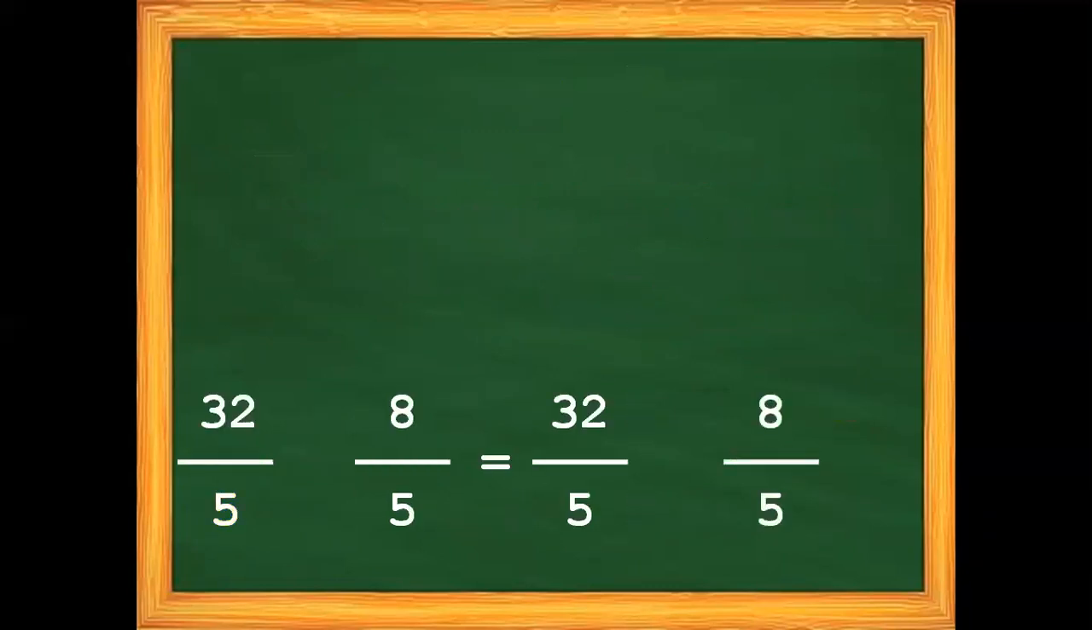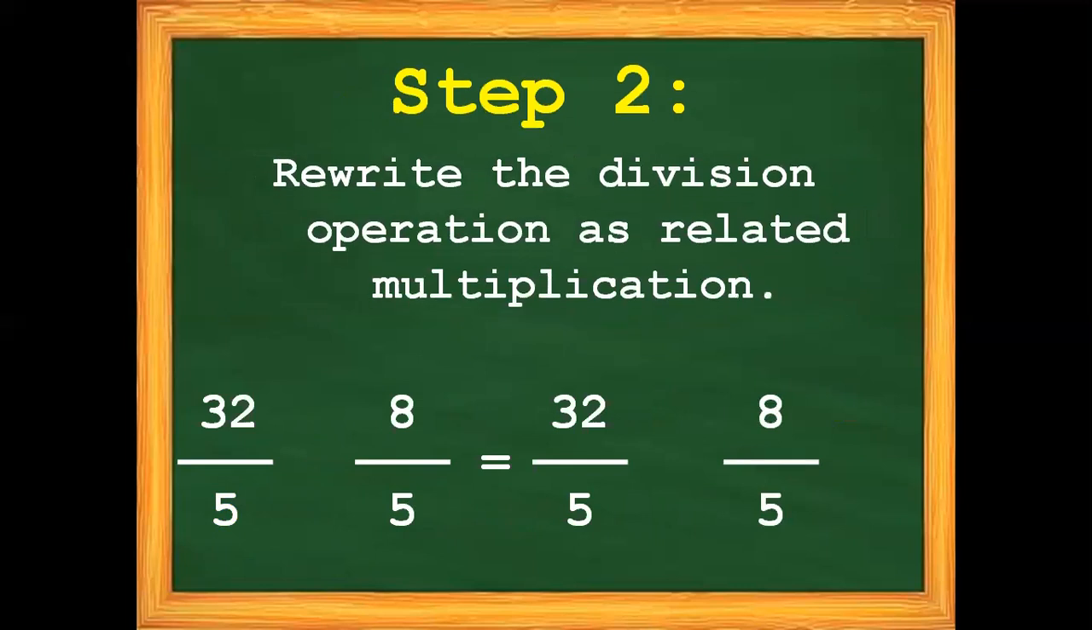Let us now solve. Step number 2. Rewrite the division operation as related to multiplication. So we have now 32 fifths divided by 8 fifths. We change the division sign into a multiplication sign. But remember, our dividend here is 32 fifths and our divisor is 8 fifths.